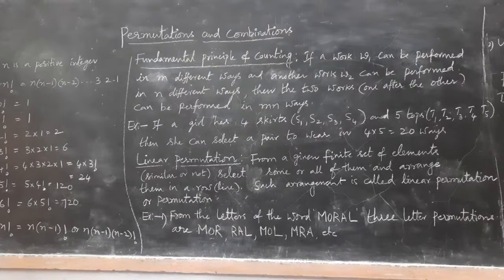That is permutations and combinations. Permutation is nothing but an arrangement. Combination means it is a selection.